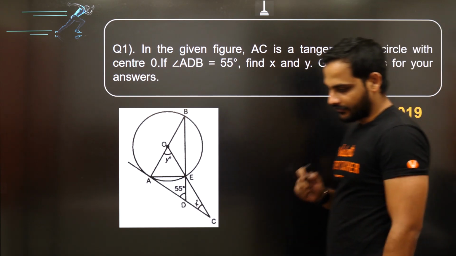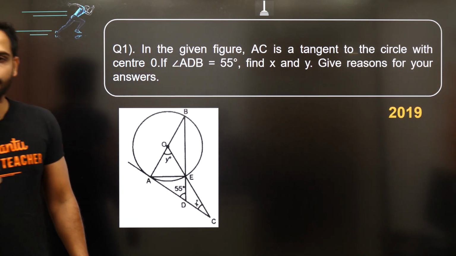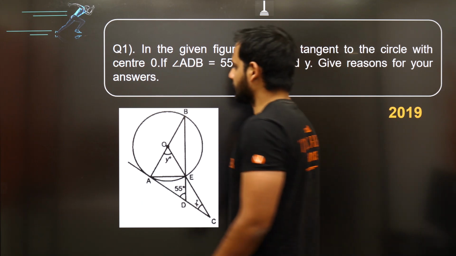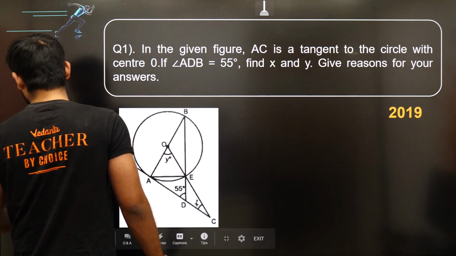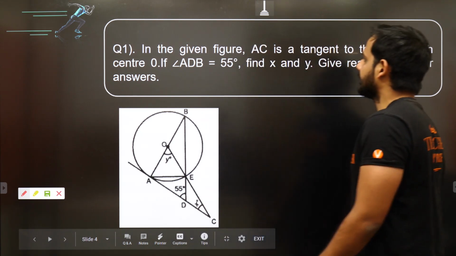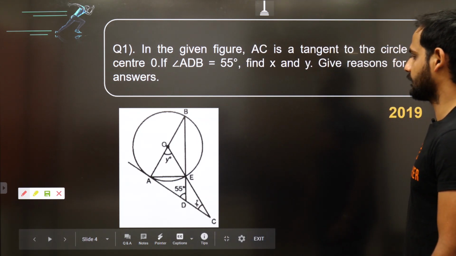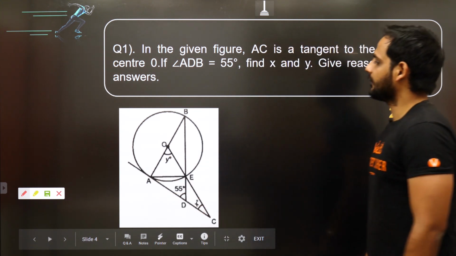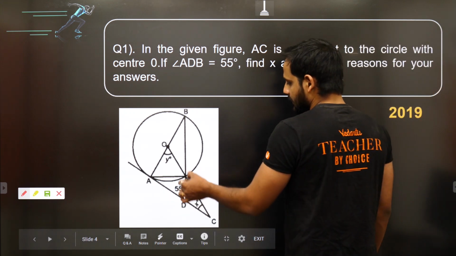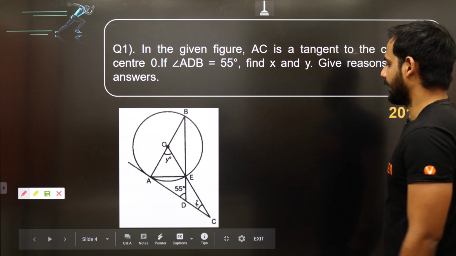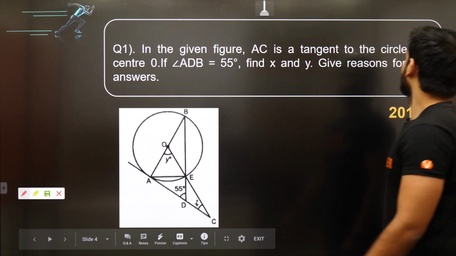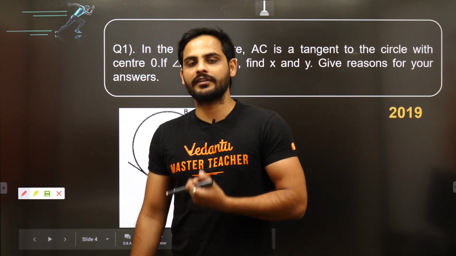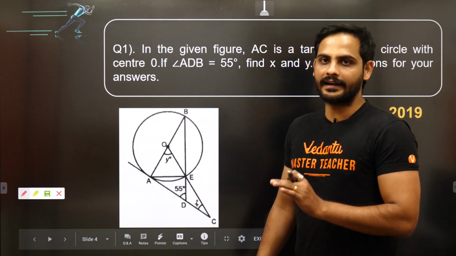Okay. So this is the first question which we are going to discuss today. We are going to solve some questions related to circles, which are very awesome questions. In the given figure, AC is a tangent to the circle with center O. If angle ADB is equal to 55 degrees, find X and Y. This is your X, this is your Y. Give reasons for your answer. You should always remember to give reasons for whatever you are writing in the geometry part.